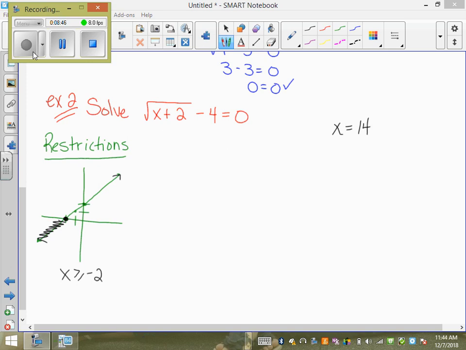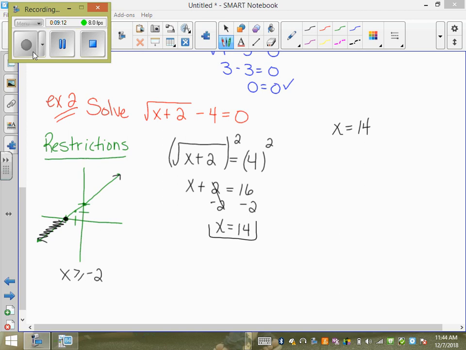14. So that's one where it's quite large, right? So you might not have your window set big enough. And you might think, hey, there's nothing. So we're going to go solve it. X plus square root of x plus 2 equals 4. Square both sides. X plus 2 equals 16. Subtract 2. X equals 14. And then we can verify it algebraically.